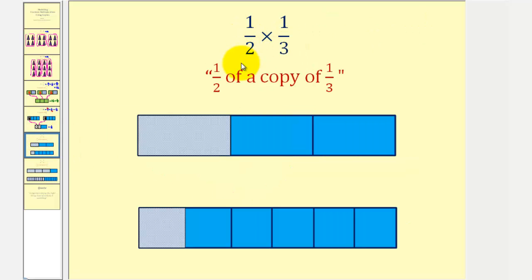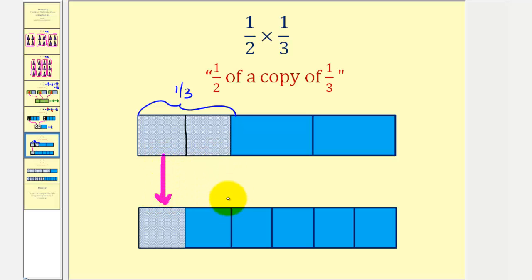Now let's consider 1/2 times 1/3. Again, we can view this as having 1/2 of a copy of 1/3. So if this rectangle is 1 unit, then this piece here would be 1/3, but we want 1/2 of a copy of 1/3, which means if we want half of this, we'd have to divide this in half and only take one of the 2 pieces. So 1/2 of a copy of 1/3 would just be this one piece here.